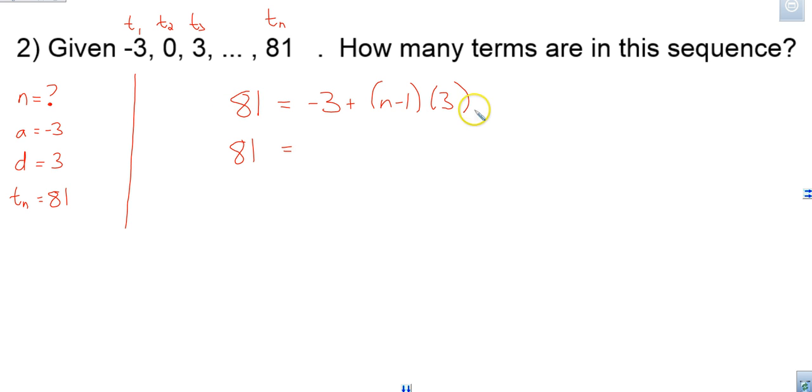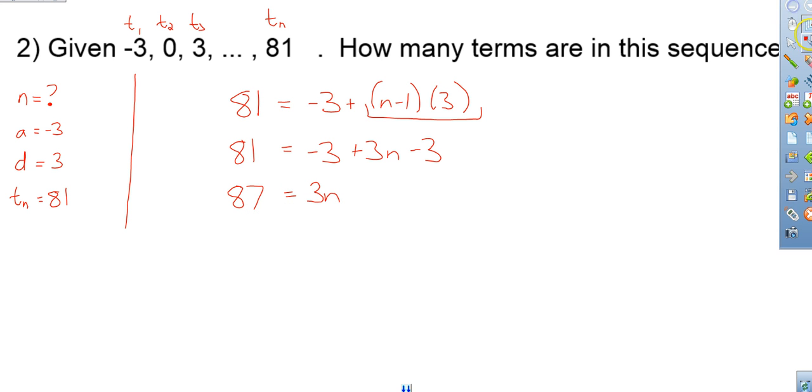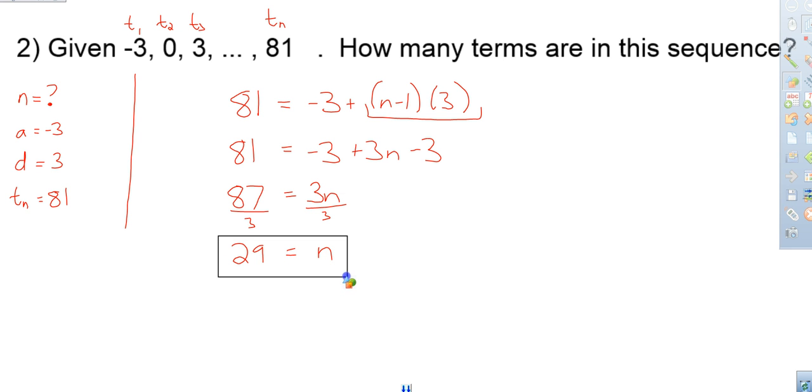This is what we're going to solve for. So in this case, when I have my equation here, I can just expand this part out. That will turn into plus 3n minus 3. Now, moving both of those over to the other side and skipping ahead here, that would be minus 6 on the other side. I would have to add 6 to the other side. So if 3n is equal to 87, then I would divide both sides by 3. And that will give me an answer that n is equal to 29. So the 29th term of this sequence would be 81.